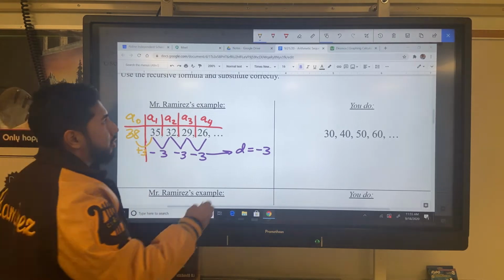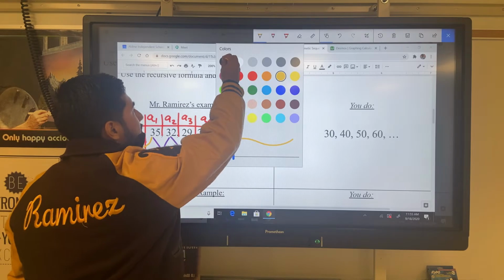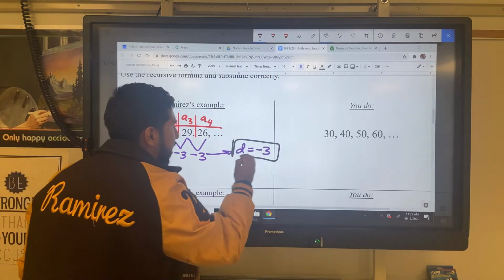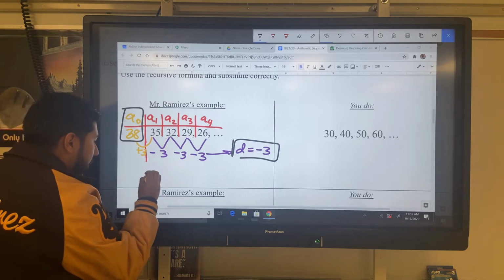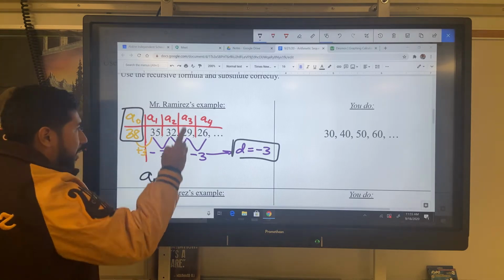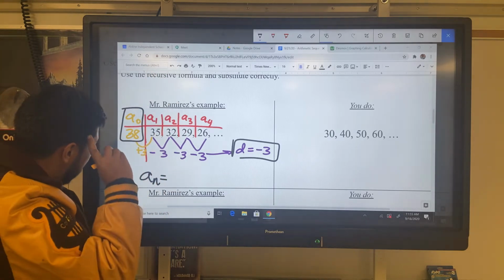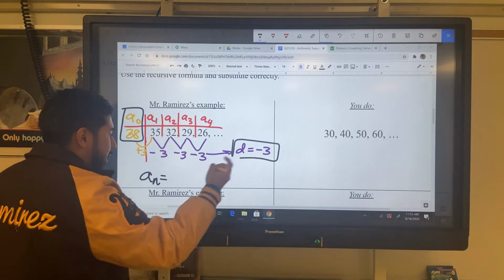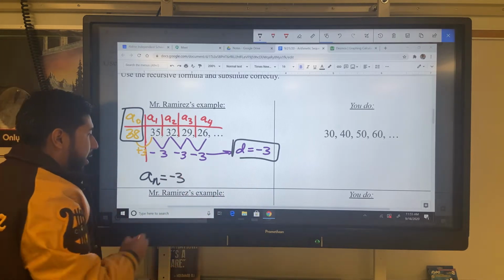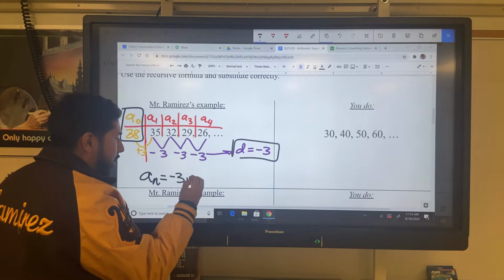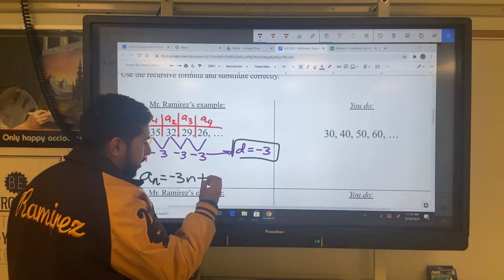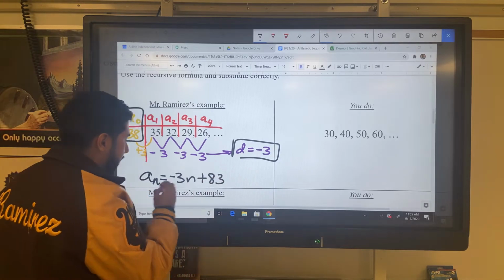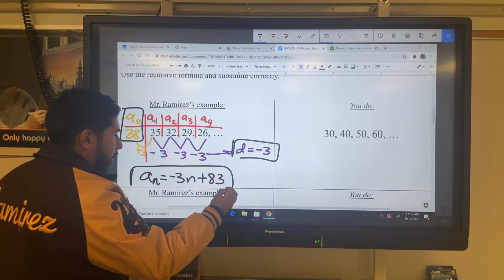So now I have my two pieces of information. I'm going to use black. I have my D, I have my A0, so my formula is AN, formula from the top. AN equals, I'm replacing D with -3, times N, and this is a positive 38, so I just put plus 38. And this is what we're going to be using.